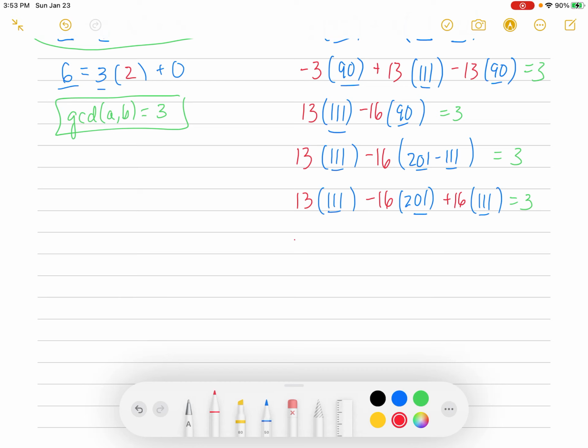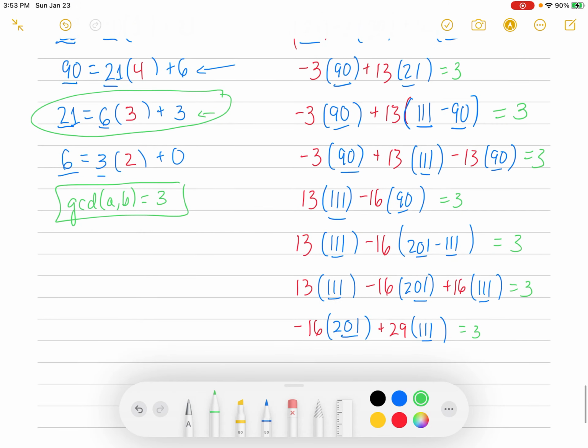Let's write the bigger of the two blue numbers first. So let's write negative 16 201 first, because 201 is the bigger one. And then for the 111s, we're going to have a positive 29, right? Because 29 is 13 plus 16. So we got 29 111s equals 3.